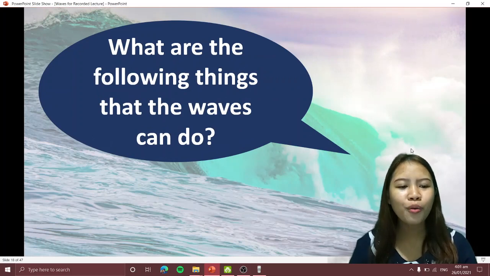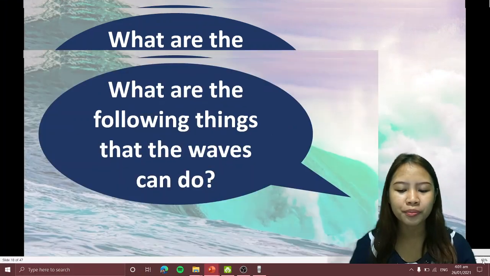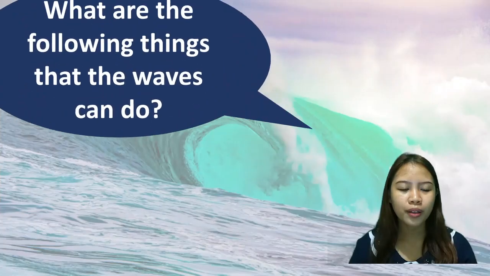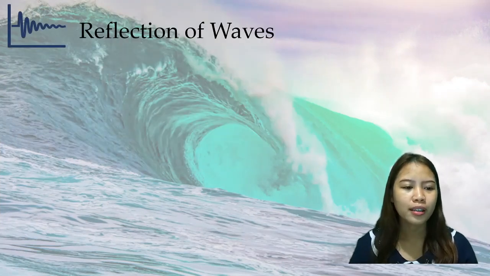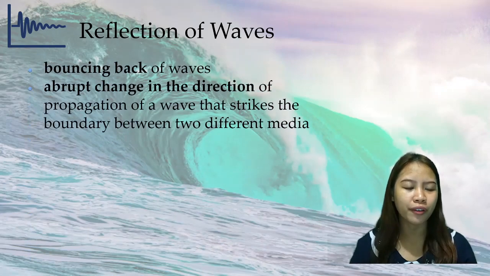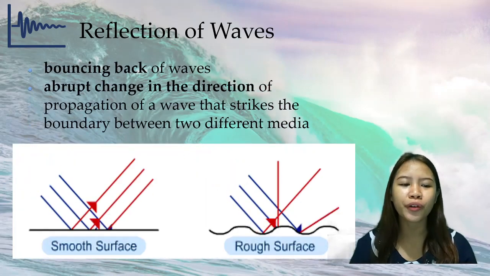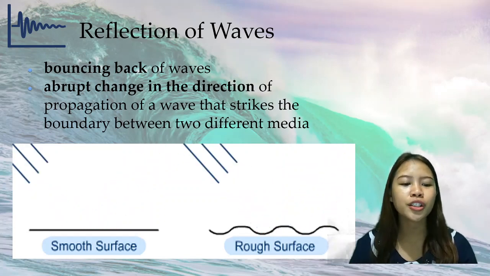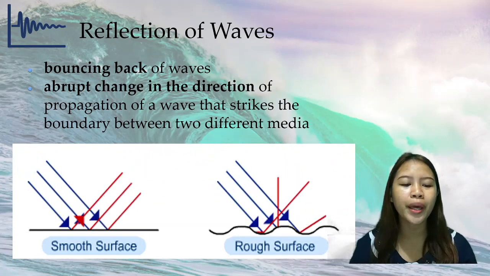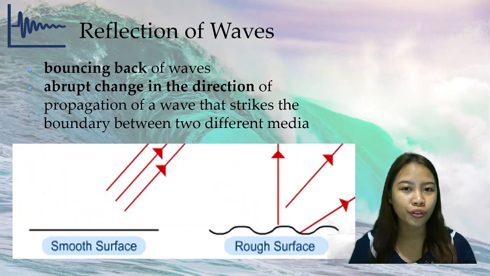Now, what are the things that waves can do? Let us get to know the different behaviors of waves. We have the reflection of waves. When we say reflection of waves, it is the bouncing back of waves. There is a change in direction depending on the surface.